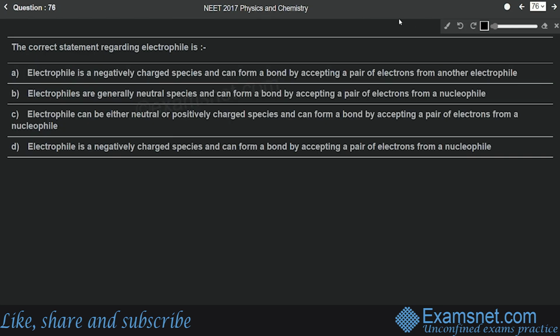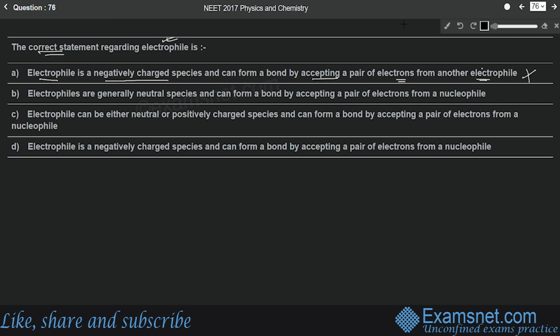Question number 76 is related to organic chemistry, and the question is: the correct statement regarding electrophile is. Okay, so the first statement says electrophile is a negatively charged species and can form a bond by accepting a pair of electrons from another electrophile. This is an incorrect statement because first of all, electrophile cannot be negatively charged. It can either be neutral or it can be positively charged. Okay. Also, it does not accept a pair of electrons from another electrophile. It accepts the pair of electrons from nucleophile. Okay, so this is incorrect.